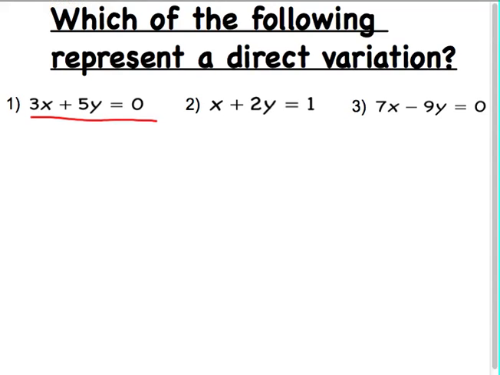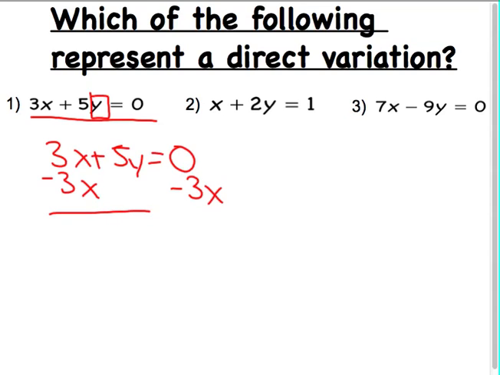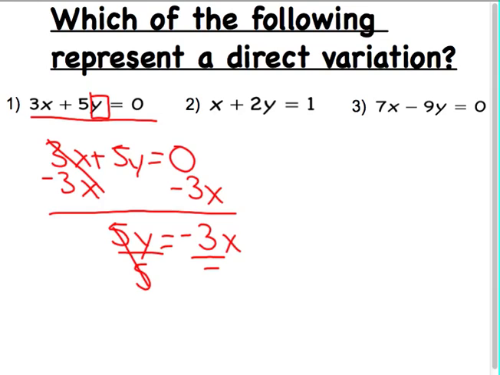So what I can do is rewrite it. I want to isolate this y because I want to make it look like y equals mx plus b. First thing I can do is subtract 3x from both sides. So I get 5y equals 0 minus 3x, so just negative 3x. We don't have to write the 0. And our last step to isolate y, we're going to divide each side by 5. So we're left with y equals negative 3 over 5 x.